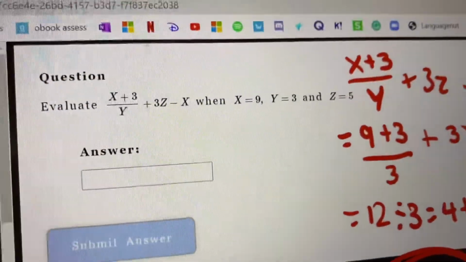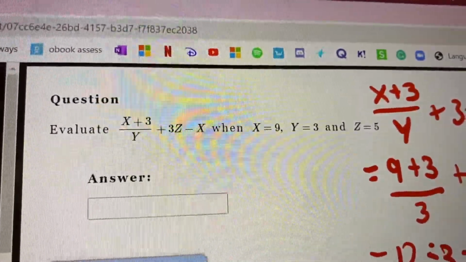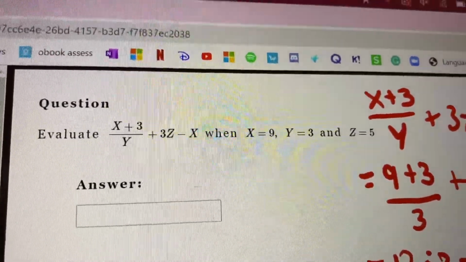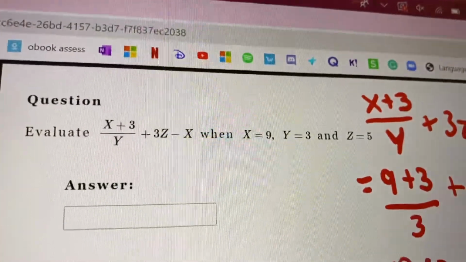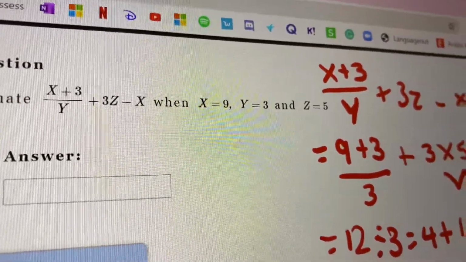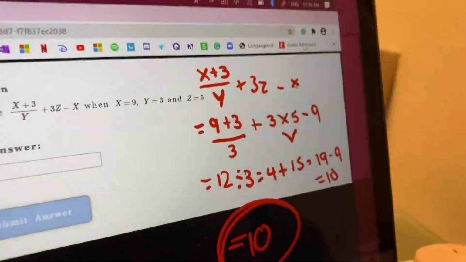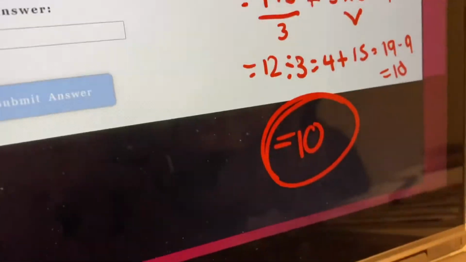So we're gonna kind of go backwards here because I've already done question one. So we're gonna go into question two. According to my calculations, the answer's 10. The equation is x plus 3 over y plus 3z minus x when x equals 9, y equals 3, and z equals 5, and I'm going to explain how I got 10.